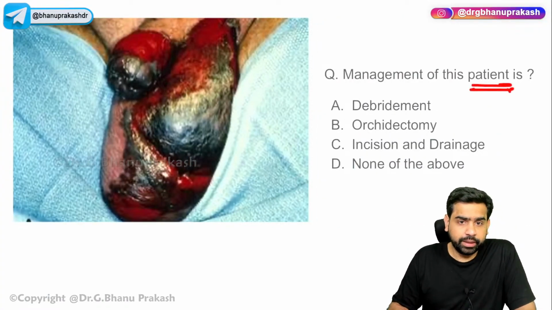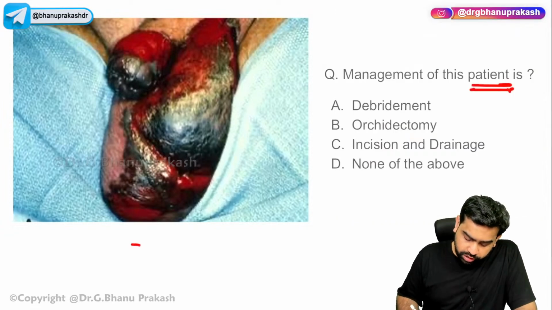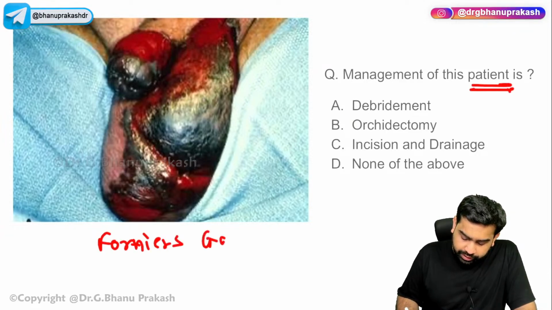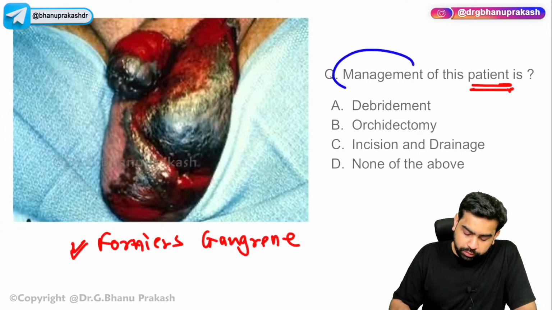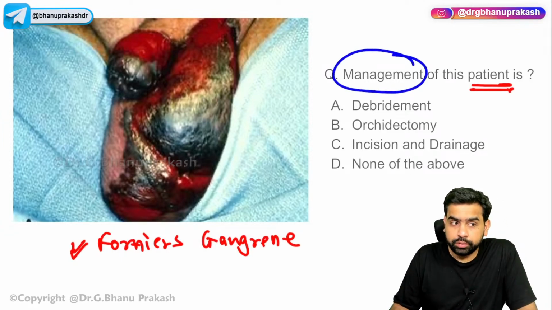What is the management of this particular patient? First of all, what is the diagnosis of this particular patient? The diagnosis of this particular patient is Fournier's gangrene. This is a Fournier's gangrene. So what is the management of these particular patients? If there is a Fournier's gangrene, obviously it is going to be the debridement, right?